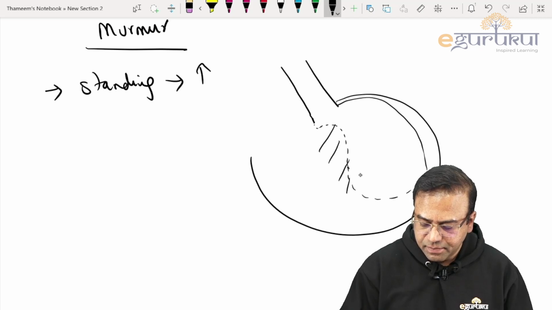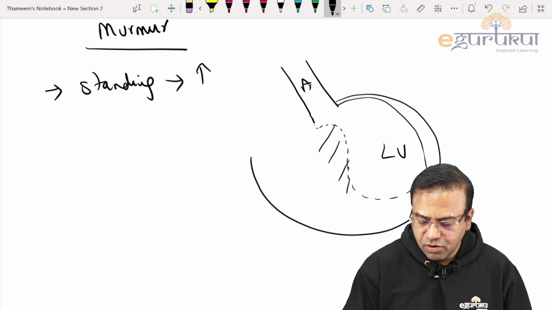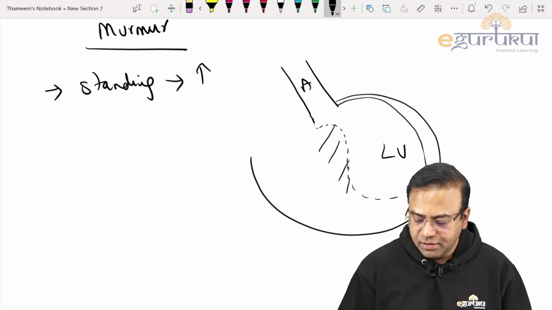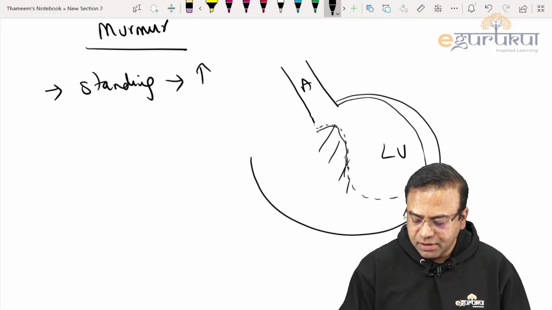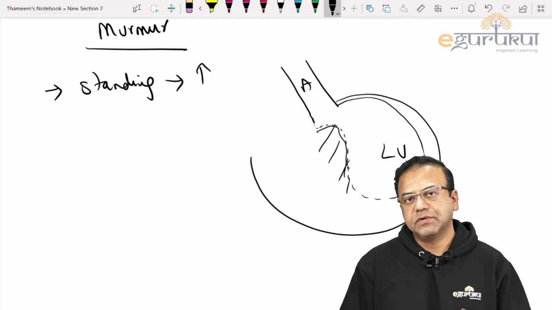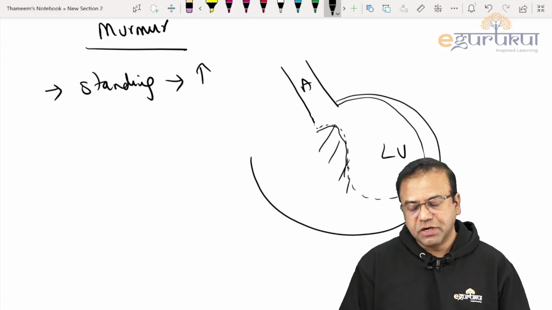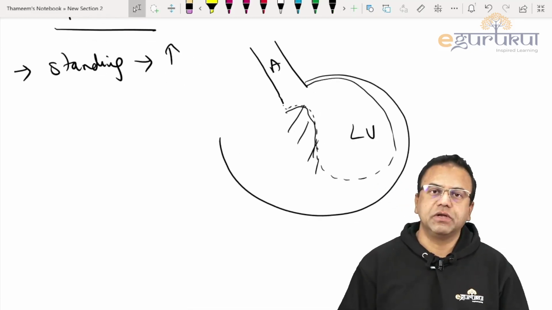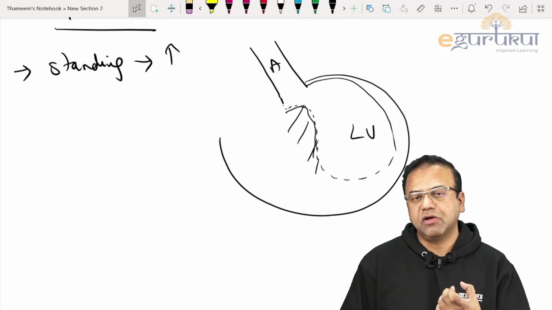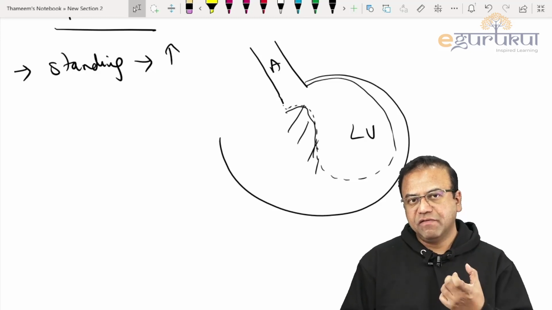This is the septum, this is the left ventricle, this is the aorta. Now what's happening here is that if the septum is coming in the way, obviously it is going to create an obstruction. This obstruction is not a fixed obstruction as you would see in an aortic valve pathology. In aortic valve disease, a fixed obstruction is there.